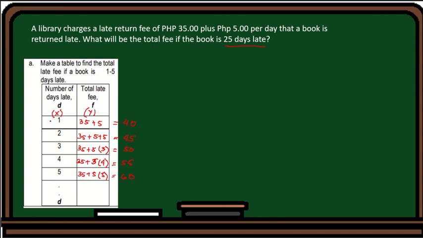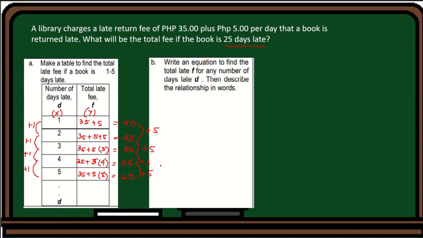Every time daw na madagdagan ng isang araw na late ang pagbalik ng libro, you will be adding 1 day. And while the day is added, you will be also adding 5 pesos in the rental fee. Same as third day, fourth day, and fifth day. So, plus 1, plus 1, plus 1. While nagmo-move ang inyong day, nadadagdagan ng 5 pesos ang babayaran ninyo sa inyong libro. Okay?